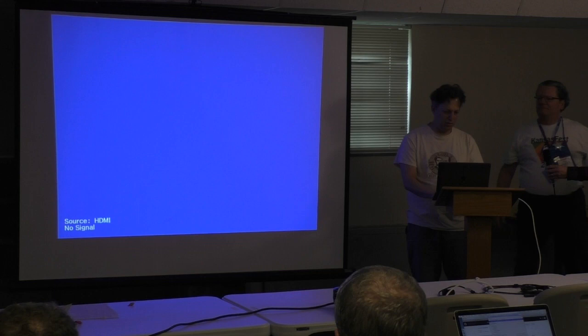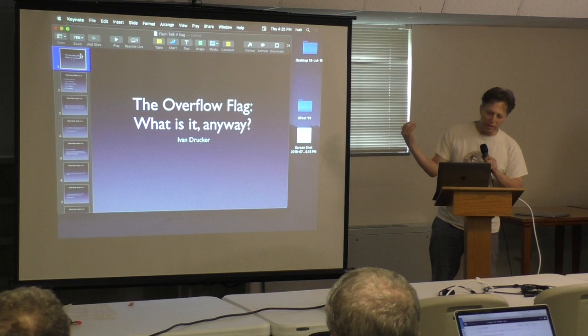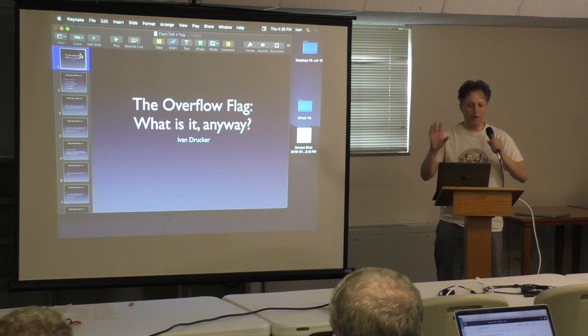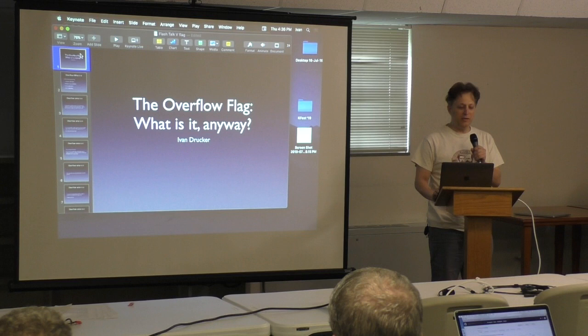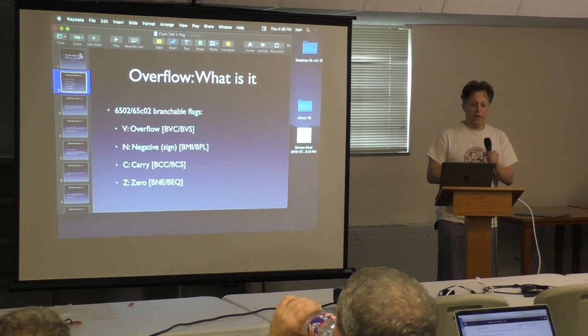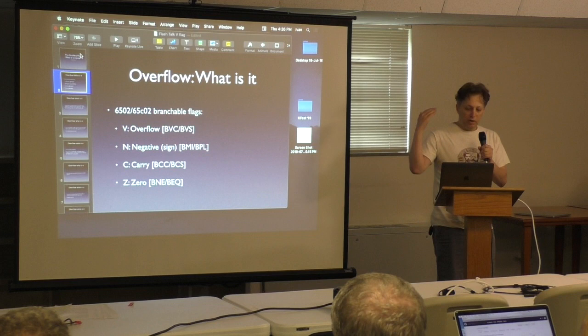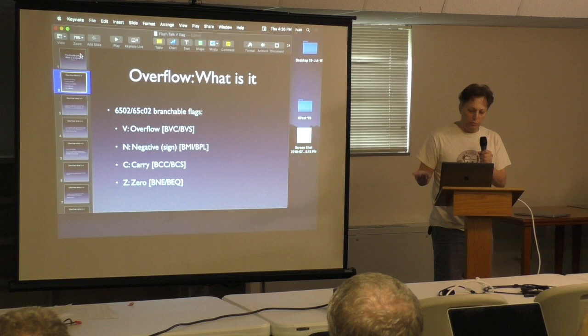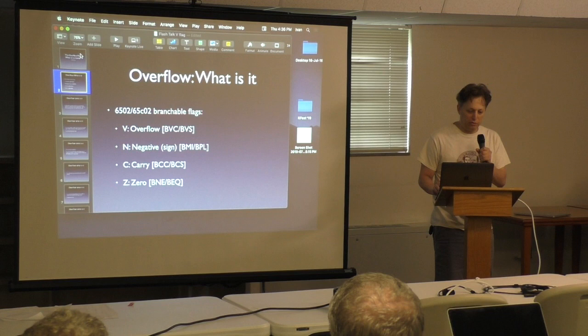Hello, KansasFest. Okay, we're going to go fast. This talk is about the overflow flag, which was always an area of murkiness for me, and now I love it. So I'm going to quickly review what the overflow flag is in case it's a little murky for you. Maybe you understand it perfectly, but maybe you don't. Okay, 6502 and 65C02 have 4 branchable flags: overflow, negative, carry, and zero. I think the latter 3 are reasonably well understood, but the first is not as much. So we're going to go over what it is.